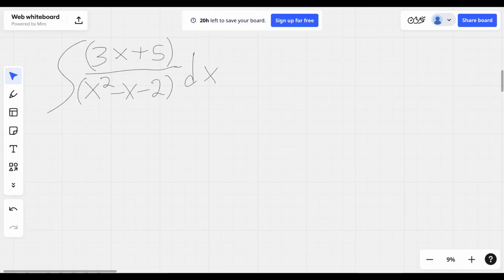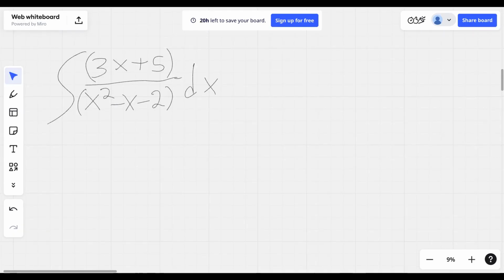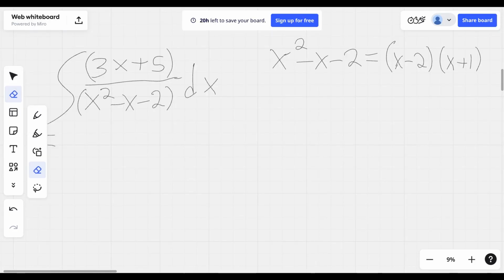So here we're going to solve this integral. We're going to start by factoring the denominator. So here the denominator is x squared minus x minus 2, and when we factorize it, it is (x minus 2)(x plus 1). So now we're going to rewrite it inside of our integral.